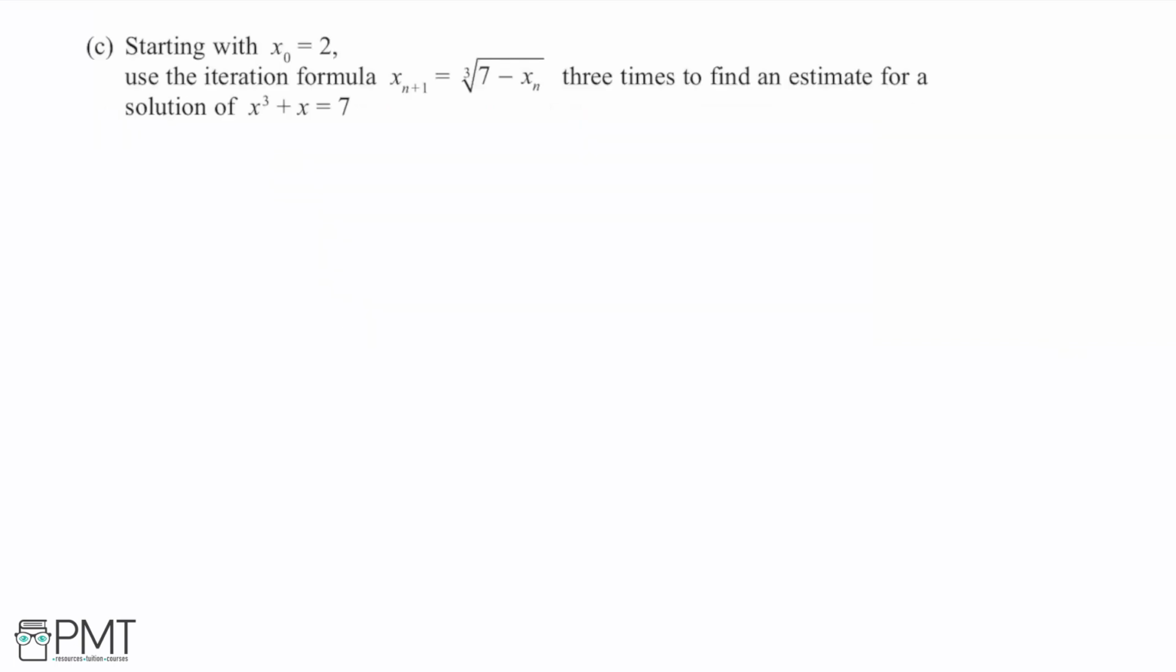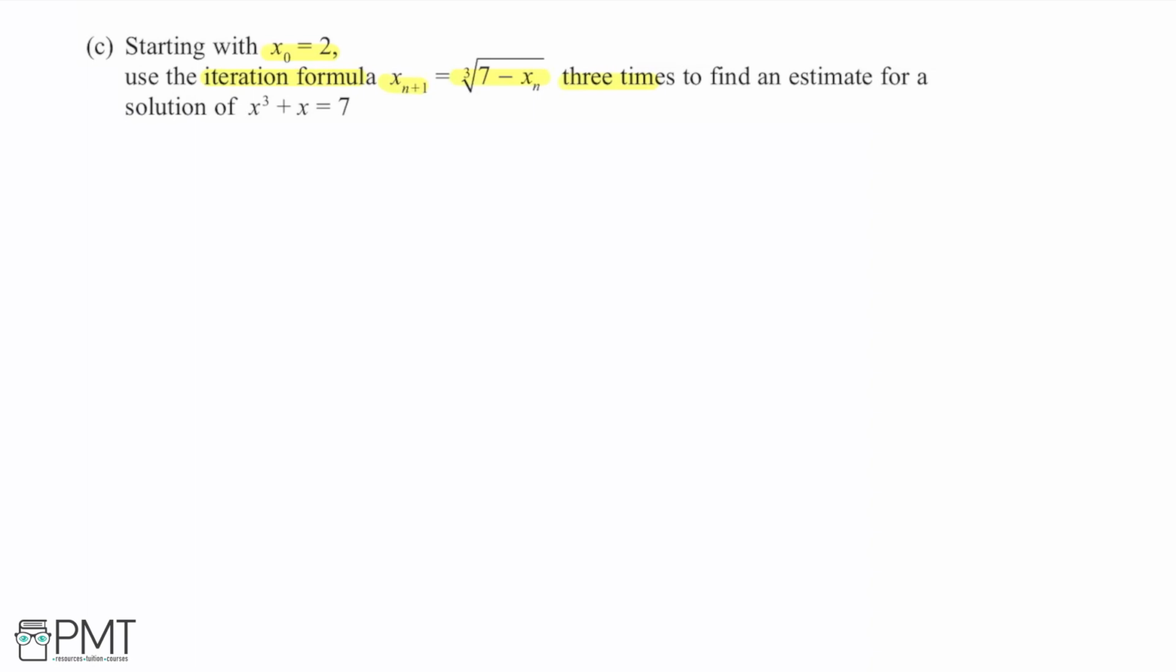So now for this part of the question, we're asked to, starting with x0 equals 2, use the iteration formula xn plus 1 is equal to the cubed root of 7 minus xn, which is the equation that we rearranged to find in part B. We're asked to use that iteration formula 3 times to find an estimate for a solution of x cubed plus x is equal to 7, which is the equation that the iteration formula has come from. Now we're asked to start with this value, x0 is equal to 2.